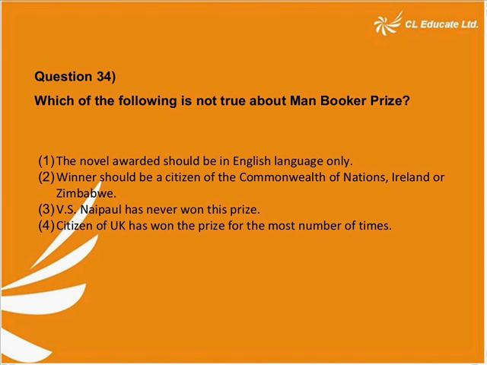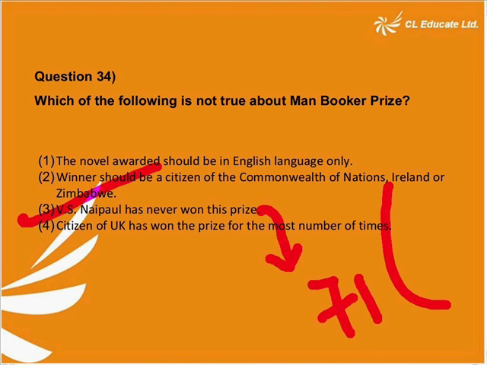Question number 35. Which of the following is not an established principle of the WTO? Non-discrimination, reciprocity, transparency, coordination. Reciprocity is a very important clause. MFN status, try to remember that. Non-discrimination and reciprocity with MFN status.